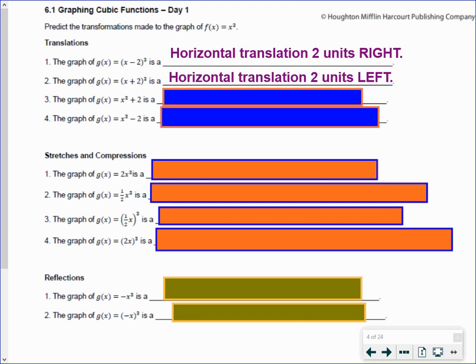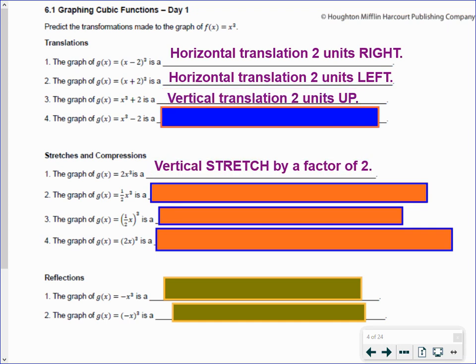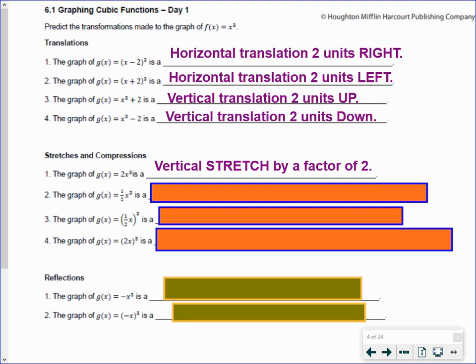The graph of g of x equals x cubed plus 2. That's going to be a vertical translation 2 units up. The graph of g of x, x cubed minus 2, is a vertical translation 2 units down.